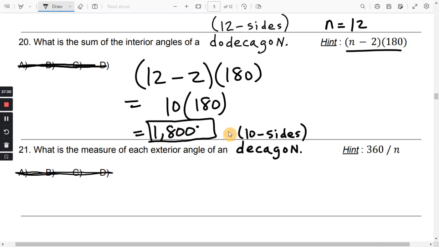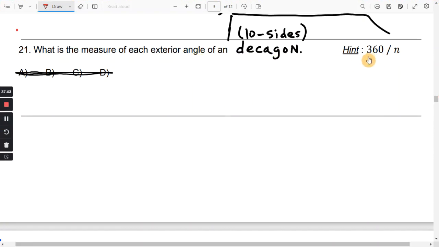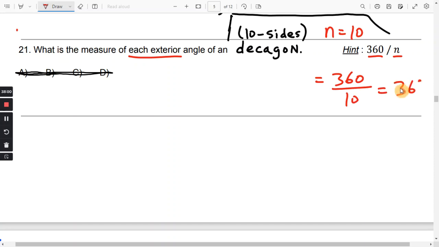All right, this is a separate problem right here. 21, what is the measure of each exterior angle of a decagon? That's 10 sides. Remember, the exterior angles, they add up to 360. But we want each one, so we have to divide by n, the number of sides. Since it's 10 sides, n equals 10. So that's just going to be 360 divided by 10. And, of course, that's just 36. All right, light work. If you have the formula, it's light work. If you know it, you're good to go. I'll give you this formula anyhow.